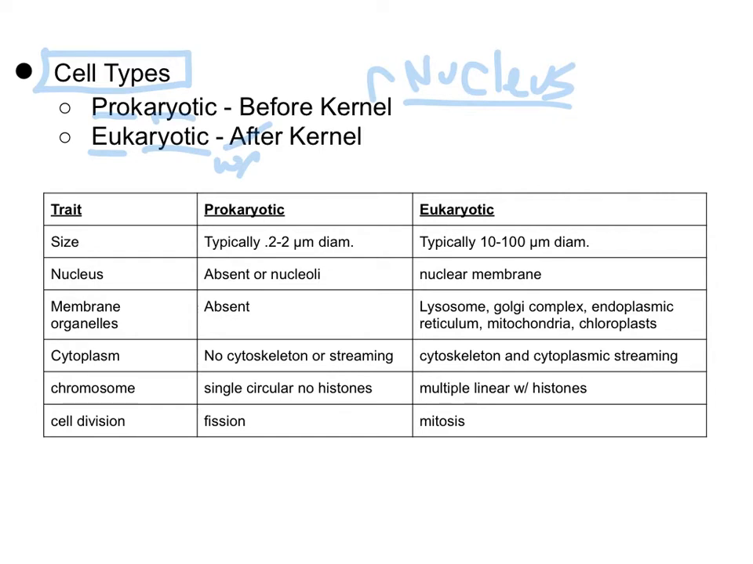Some of the differences are in, obviously, the nucleus, whether or not it's there. But additionally, size. So this is about 1 micron, whereas this is 10 to 100 microns. So this is 10 to 100 times the size. Eukaryotes are 10 to 100 times the size of prokaryotes.